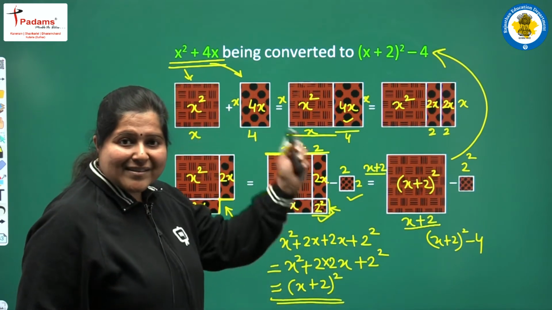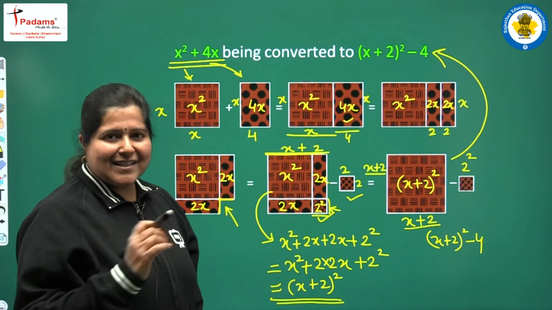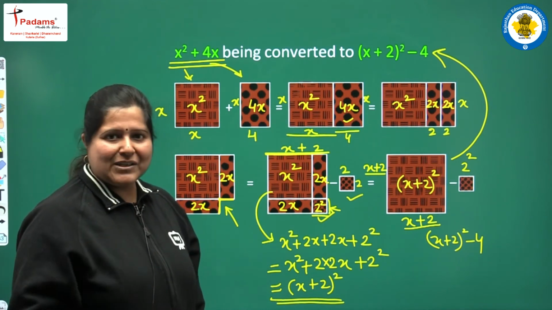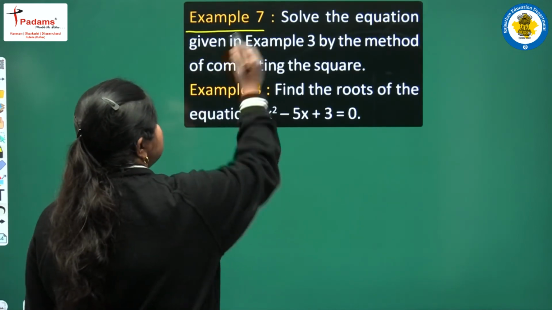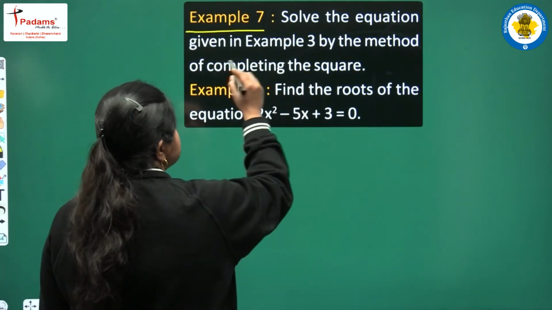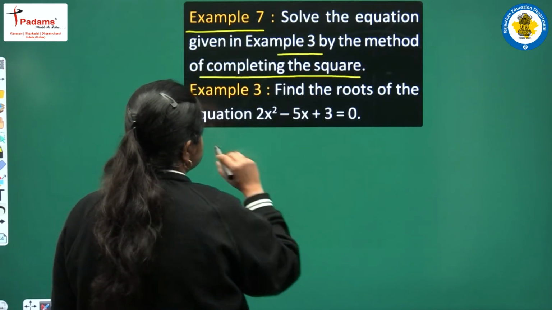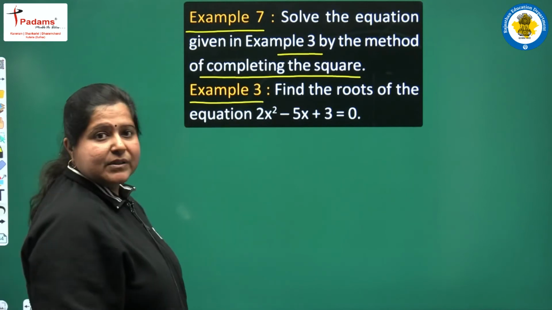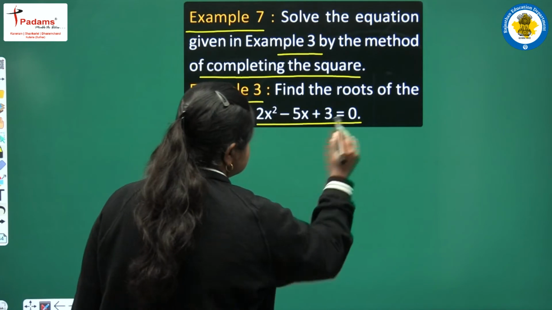So how interesting it is to connect all this with diagrams, isn't it? This is just for your understanding and I hope you will enjoy it. Next we have one more example, example number 7 from your book. Solve the equation given in example 3 by the method of completing the square. So we move back towards example 3. It is find the roots of this equation.